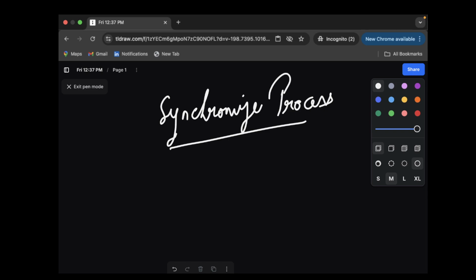Now, the critical section problem. We begin our consideration of synchronization by discussing the so-called critical section problem. So basically, we want to understand it.